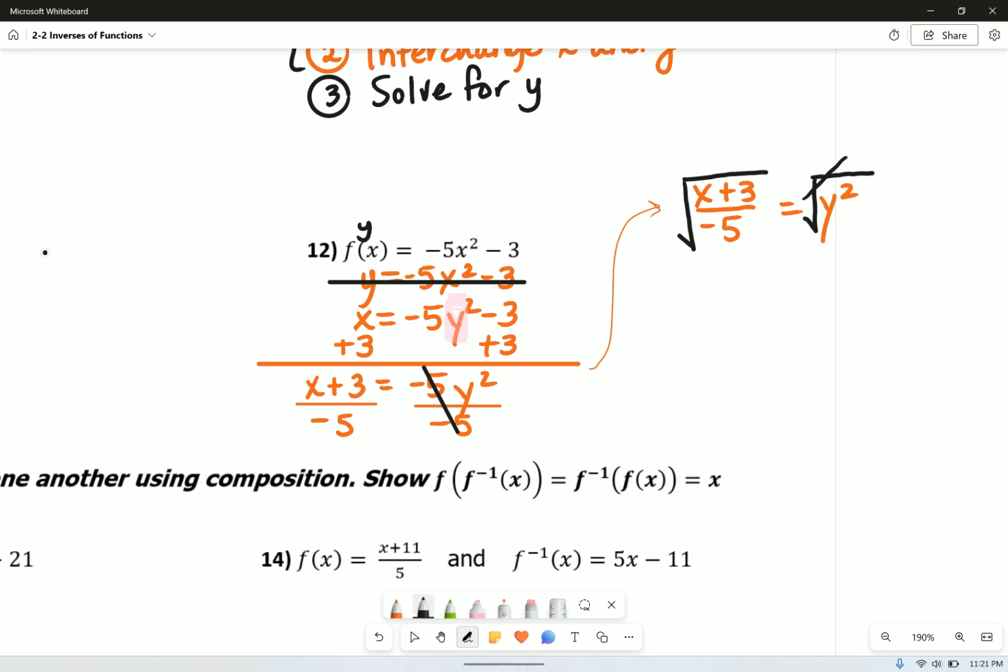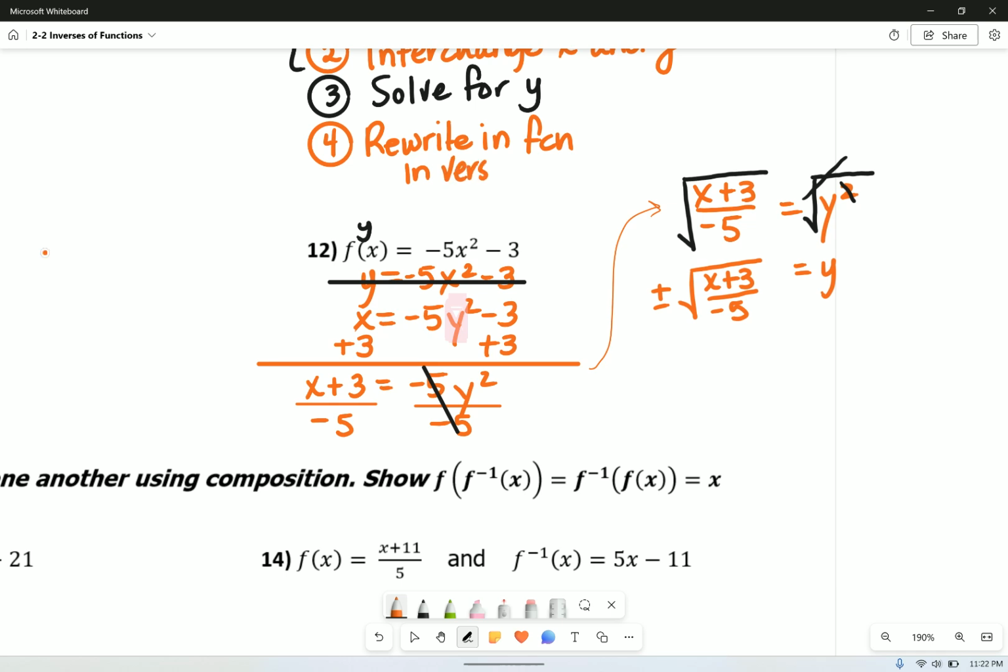And that square root will undo with this square, leaving my y isolated, and my final answer can't be reduced any further. But since I square rooted both sides, I must put a plus minus in front of my final answer. So now that I have arrived at solving for y, step 4 is going to require us to just rewrite it in function inverse notation.